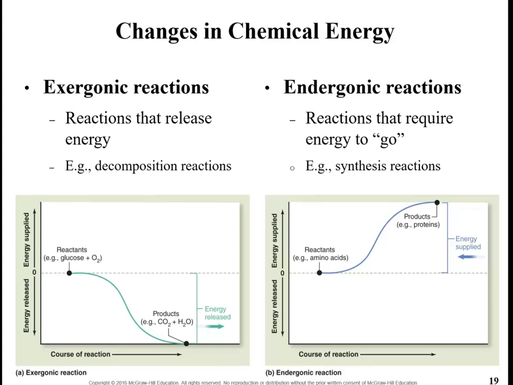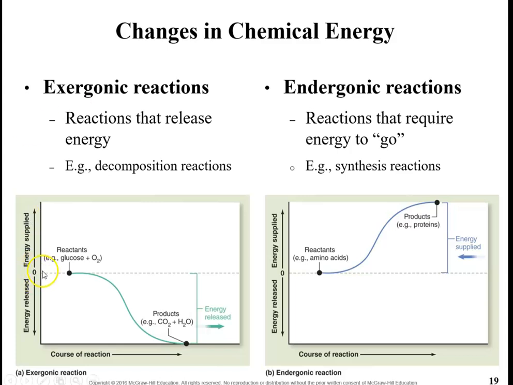All right, the second way we can classify chemical reactions is through changes in chemical energy. So we have exergonic reactions, which are reactions that release energy. Those would be like your decomposition reactions. And we have endergonic reactions, and those are reactions that require energy in order to start or to go. An example of this would be synthesis reactions.